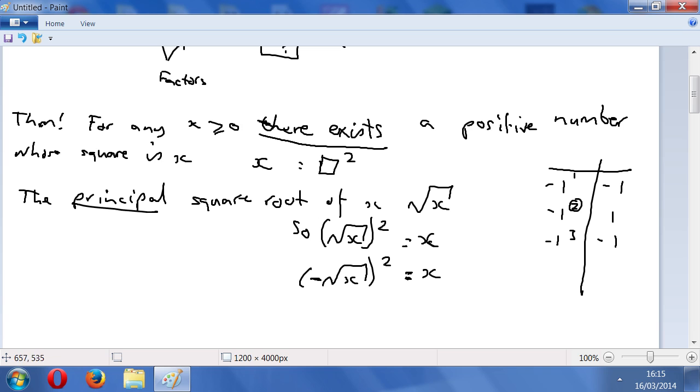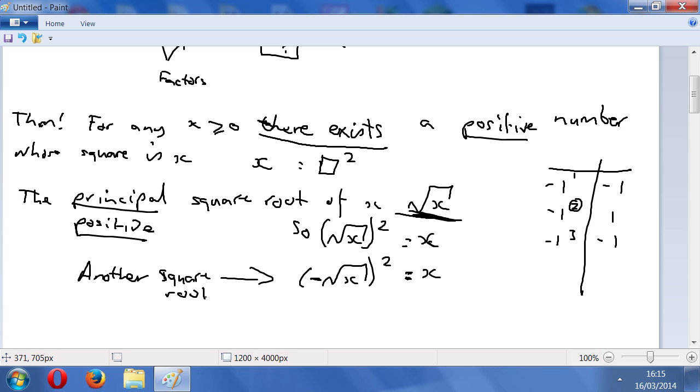But the principal one is this. So we could say this is positive, this number here. I've actually mentioned it, didn't I? So the principal one is this. This is another root, another square root. So there's another square root there.